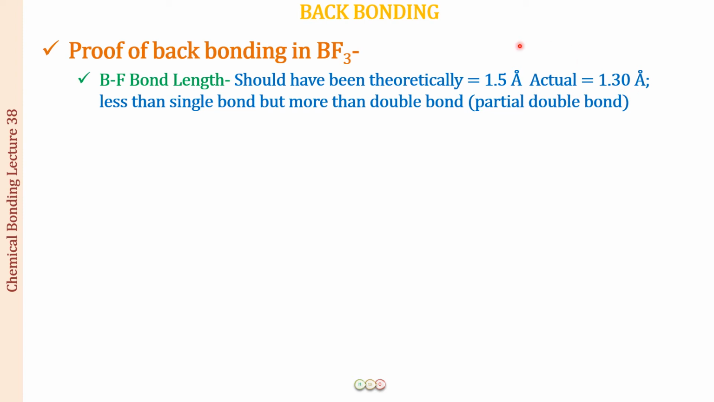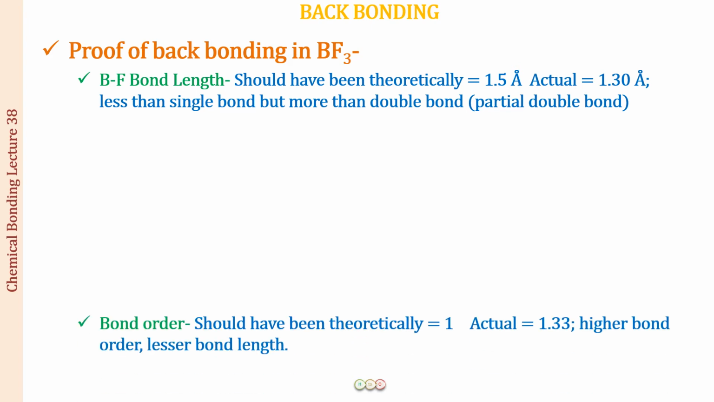So this means that the bond length has decreased. This means that the overlapping between the atoms has increased. So we come to know from these values that the value is less than that of a single bond, but more than that of a double bond. So it is actually a partial double bond character that this B-F bond has. And while you are learning these proofs, you are actually learning applications of back bonding also. So the first application is that due to back bonding, the bond length is decreasing.